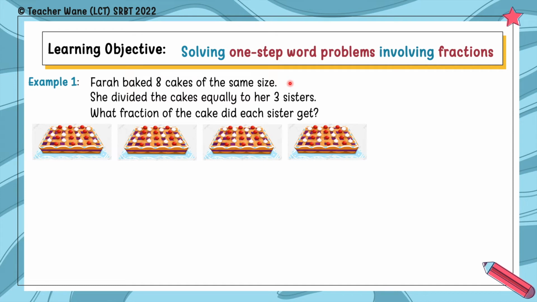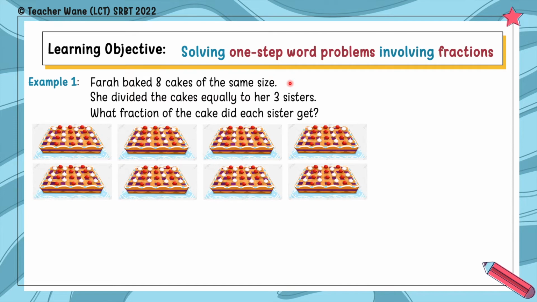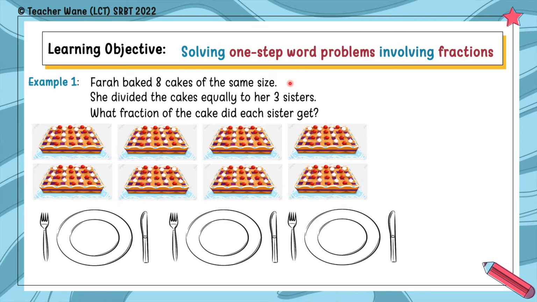Imagine if you have 8 cakes of the same size, and Farah wanted to share the cakes equally to her 3 sisters. So we have 1, 2, 3 plates here. What fraction of the cake did each sister get?